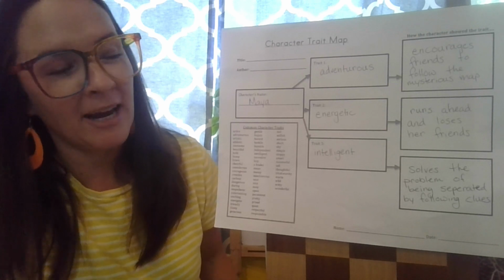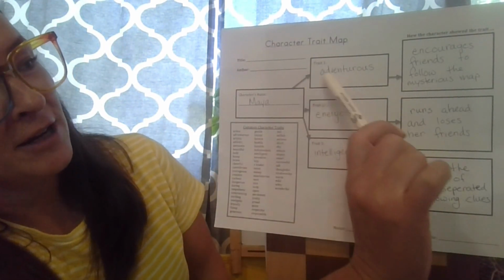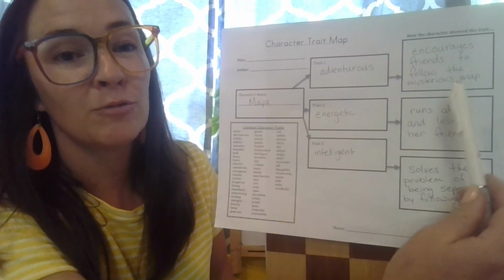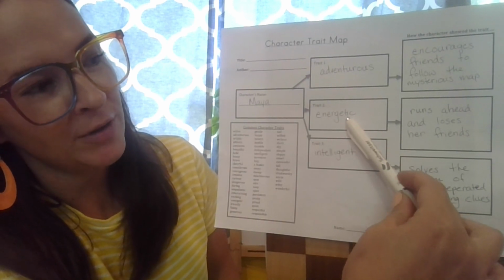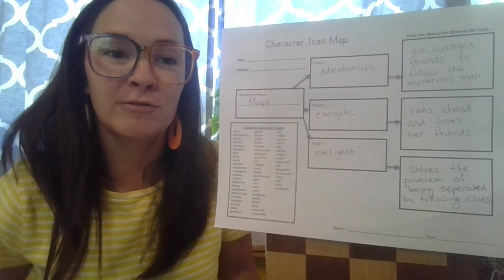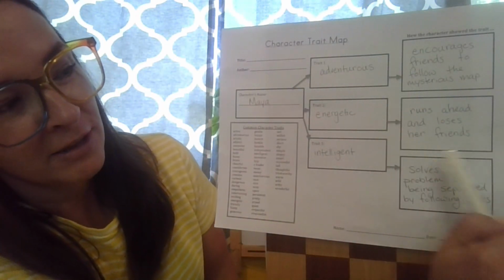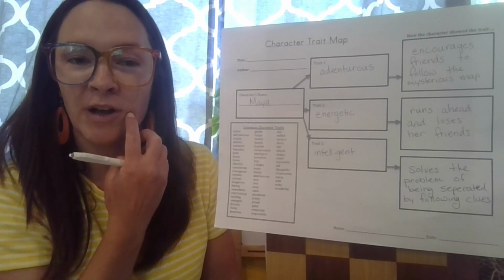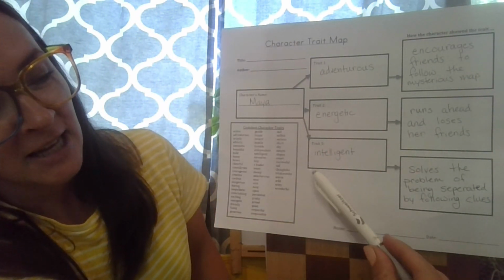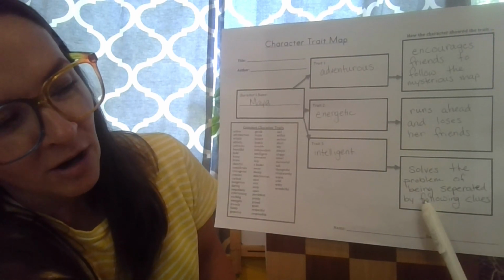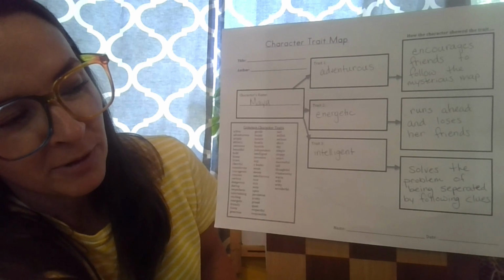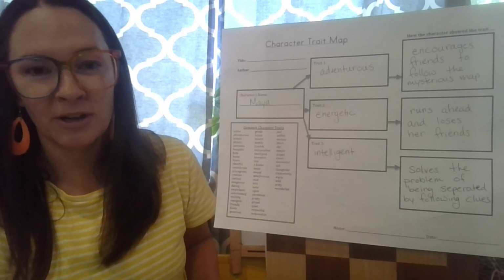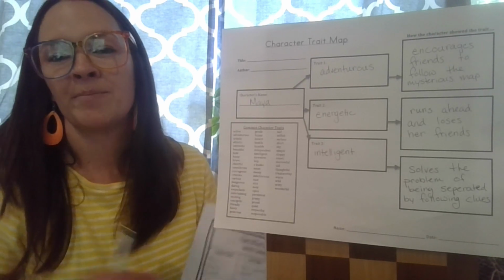All right, so let's go over my character trait map for Maya. She is an adventurous character, and she encourages her friends to follow the mysterious map they find in the woods nearby. Okay, and she's also an energetic character. She runs ahead of her friends, and that is how the conflict arises. She loses them because she is more energetic. She wants to run. She's rushing ahead to follow the map, and that is where our conflict arises. She's also intelligent, so she's able to solve this problem by being separated from her friends by following some clues. So it shows that she's able to be a problem solver and use her intelligence in the story.